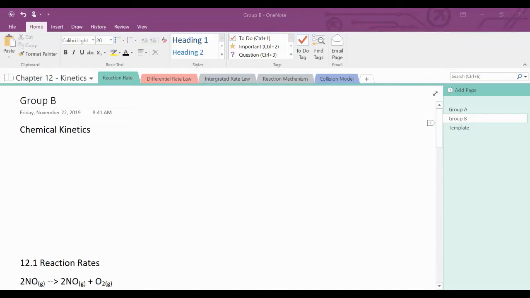Today we're going to start chapter 12. We are going to look at chemical kinetics in chapter 12. And chemical kinetics is the study that looks at the rate of a reaction.